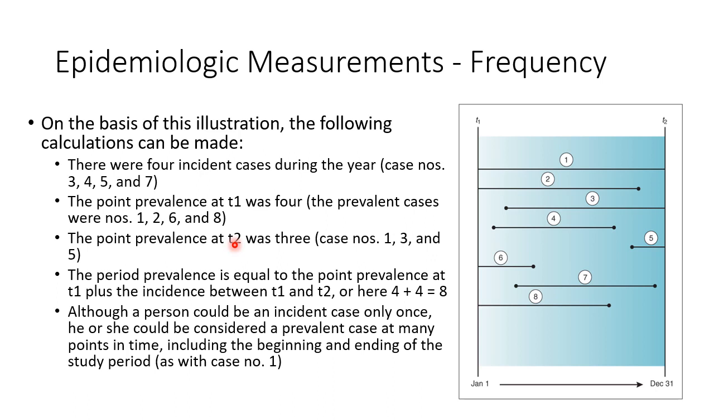Now, where you mix the 2 together is where you get the period prevalence. That's where you're looking at the number of people who had the disease at time 1 and then the new incident cases added on to that. So in this case, it would be what? The point prevalence here at T1 was 1, 2, 6, and 8, so 4. And then what were the number of new cases? 3, 4, 5, and 7, so 4. So you just add 4 and 4 together, and so it was 8, or basically 100% would be the period prevalence at this point. Make sense?